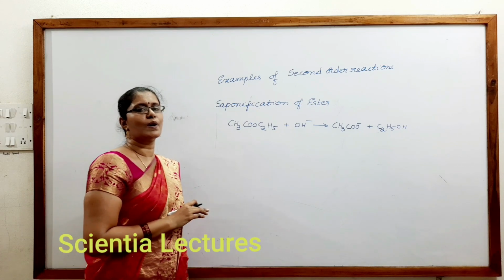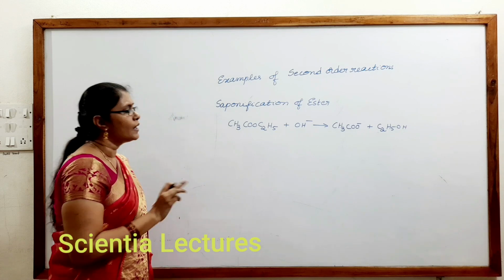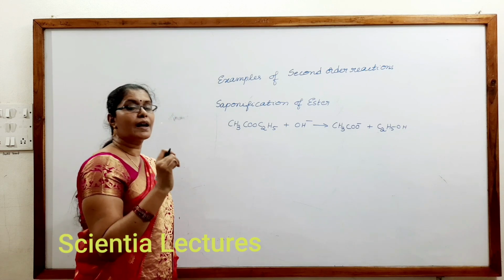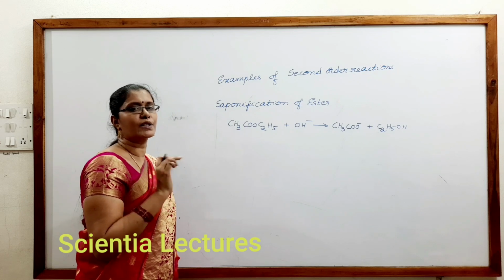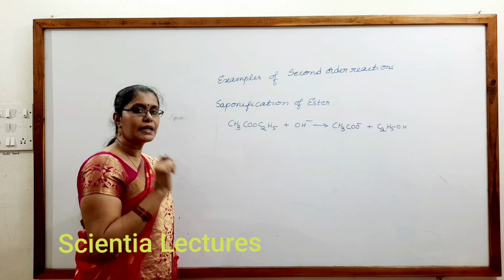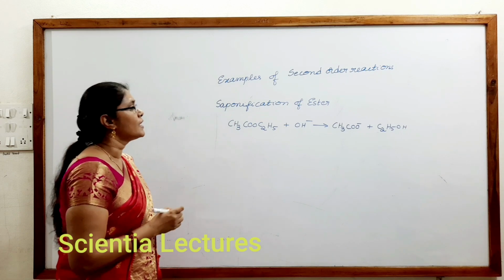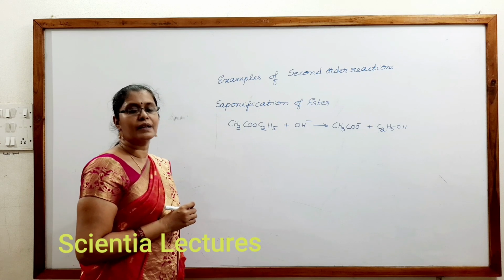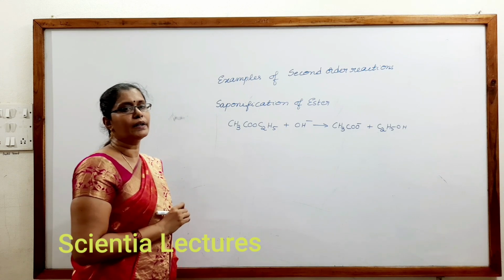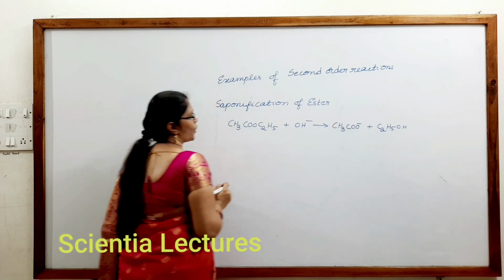Acidic ester hydrolysis or hydrolysis of ester in the presence of an alkali, both. See, acidic ester hydrolysis is a first order reaction. It is a pseudo first order reaction. Remember that difference carefully. Acidic ester hydrolysis is a pseudo first order reaction. Saponification of ester is a second order reaction. It is of the type A plus B gives rise to products.